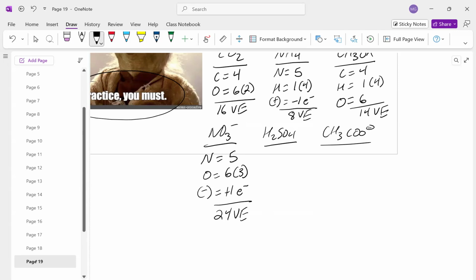So for sulfuric acid, there are two hydrogens, each of them with one valence electron. There's one sulfur with six valence electrons. And there are four oxygens, each of them with six valence electrons. So add all that up, that comes out to 32.